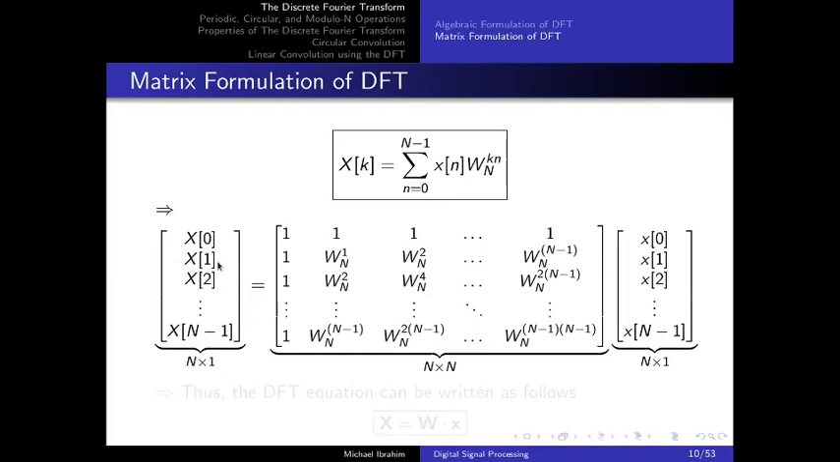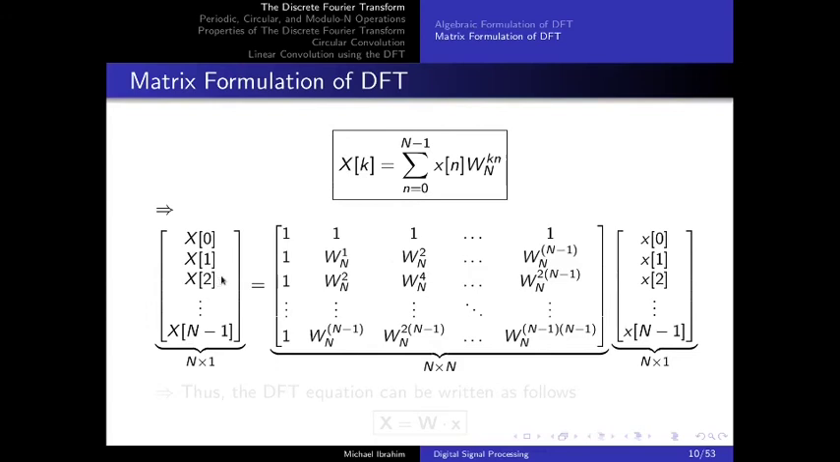If we set k equal to 2, we will get x capital of 2 equal to this row, the third row over here, which is 1, wn to the power 2, wn to the power 4, until we reach wn to the power 2 times n capital minus 1, multiplied by this column will give us x of 2 and so on.